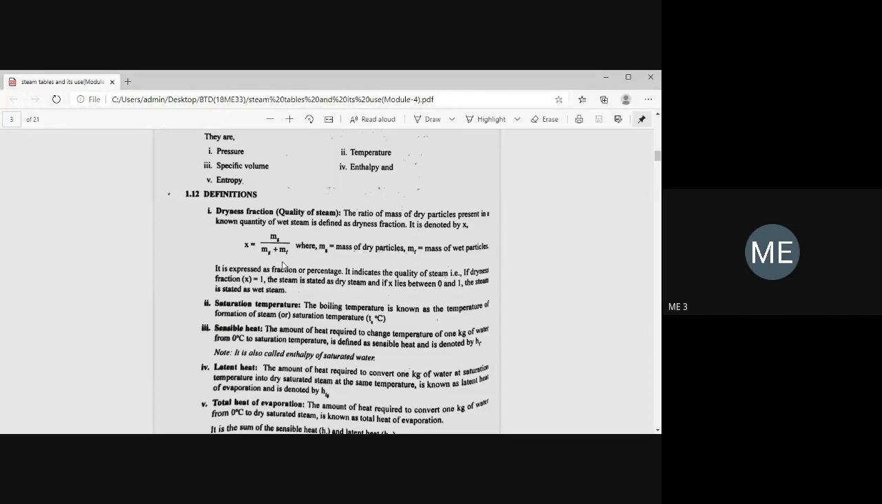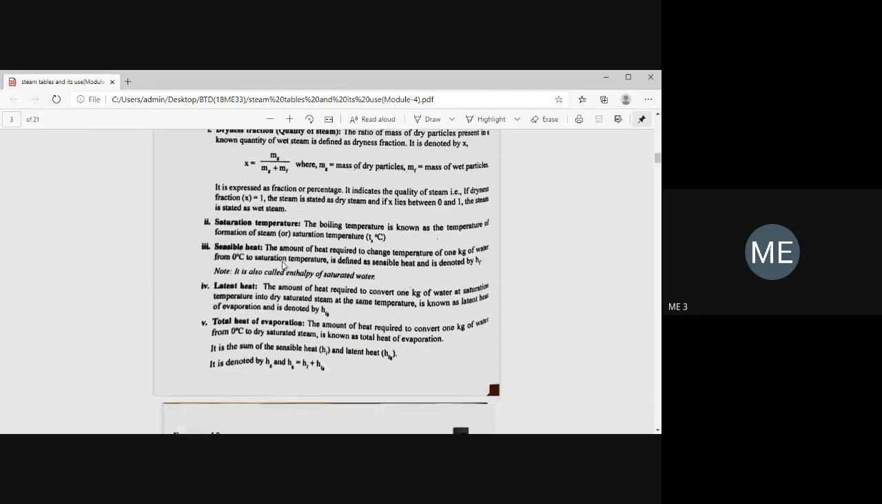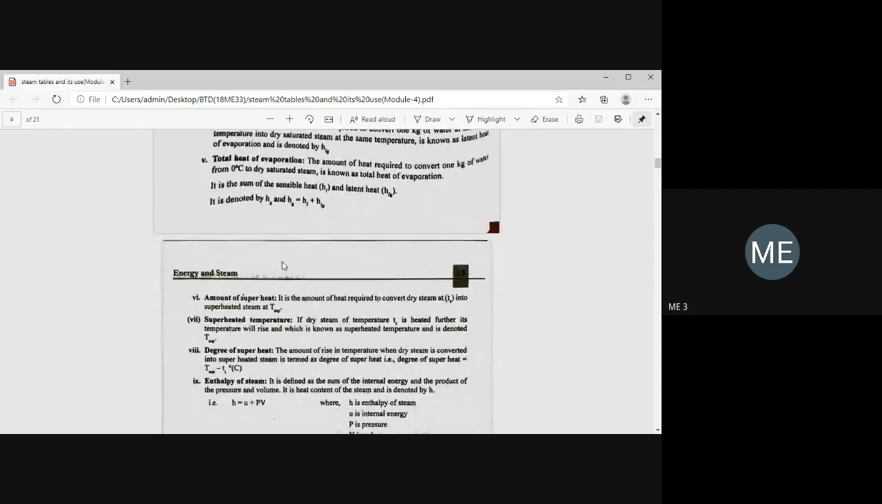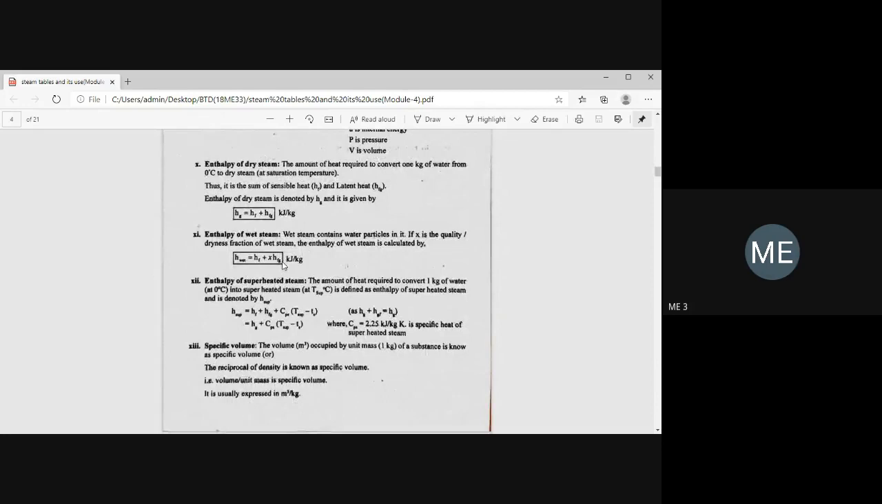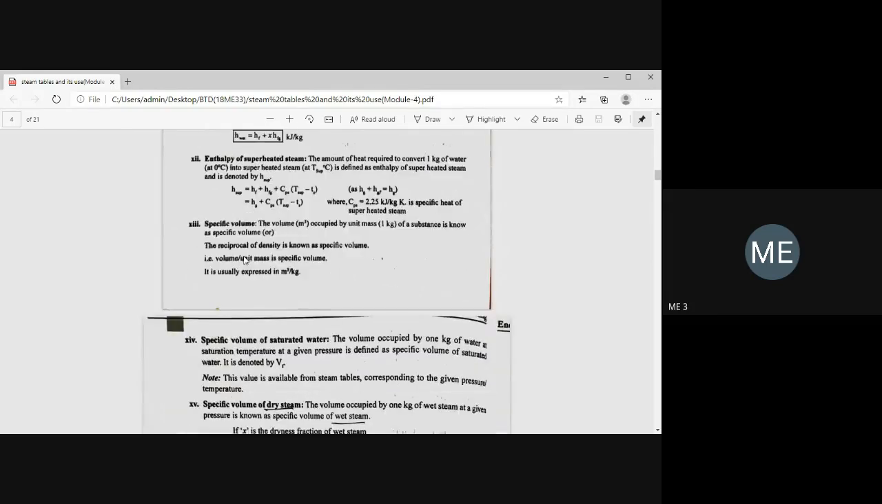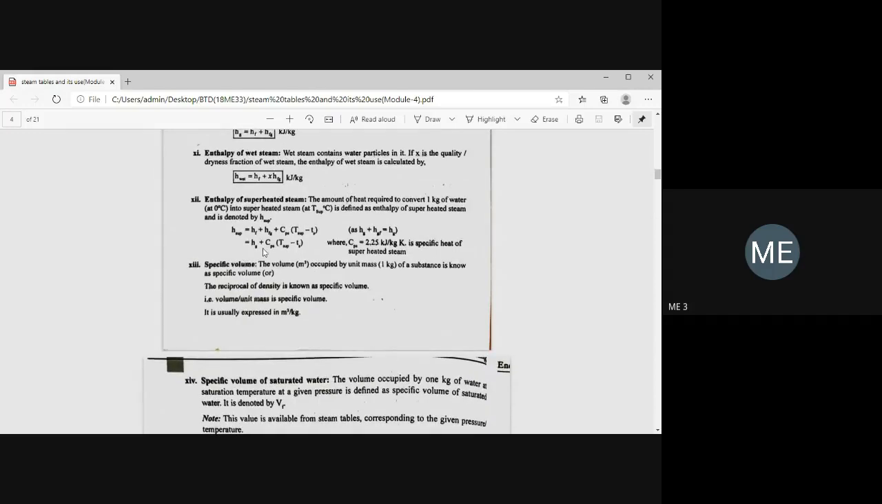Okay, and we studied different terms like saturation temperature, sensible heat, latent heat, total heat of evaporation, amount of superheat, superheated temperature, degree of superheat. Enthalpy of dry steam is Hg equals Hf plus Hfg. Enthalpy of wet steam, Hw, is Hf plus X into Hfg. Enthalpy of superheated steam is Hf plus Hfg plus Cps into superheated temperature minus saturation temperature.